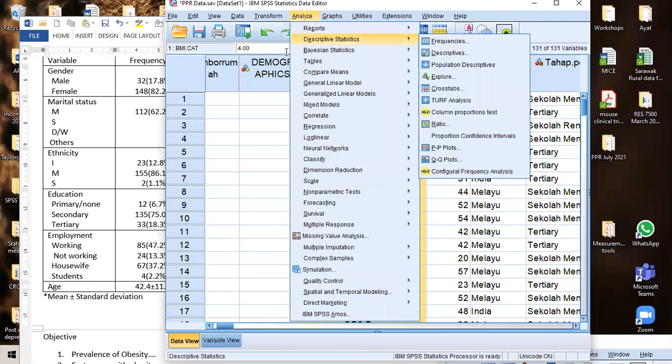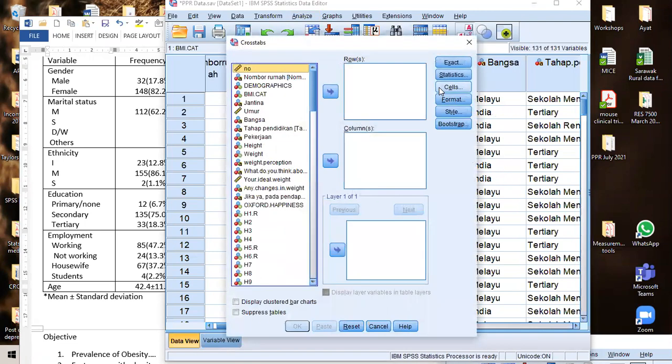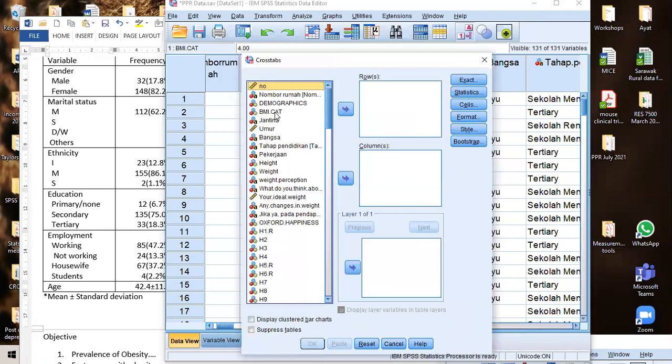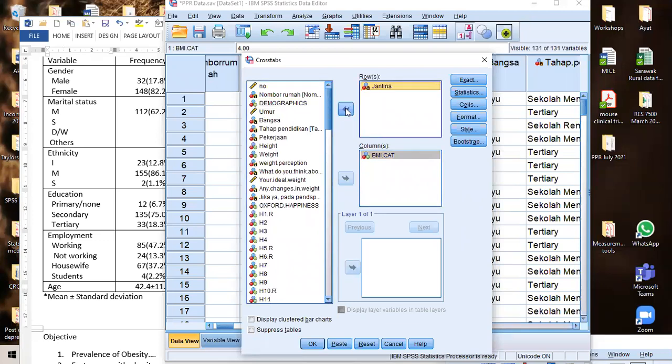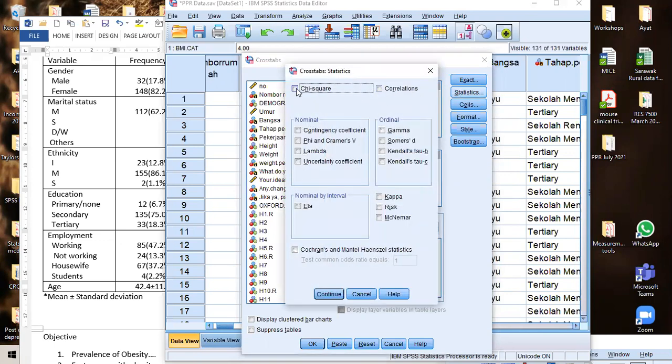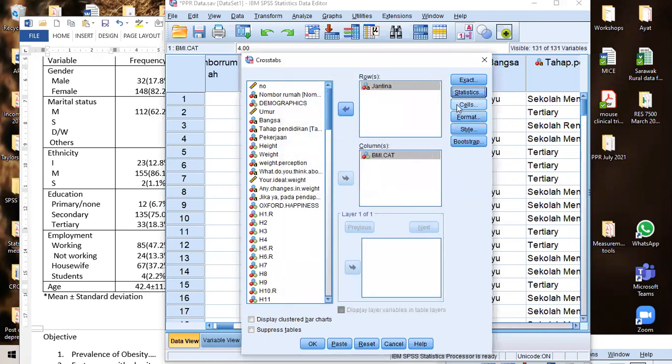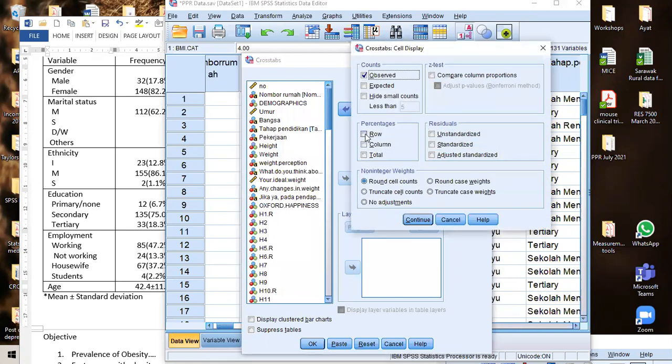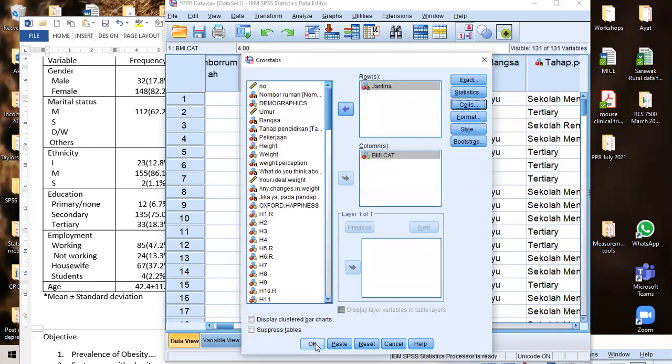Analyze, descriptive, cross-tab. You can put BMI cat in the column, Jantina in the row. So you're crossing gender versus BMI cat. Put the statistics. Ask for chi-square. And cells. Ask for row percentage. Continue. And click OK.